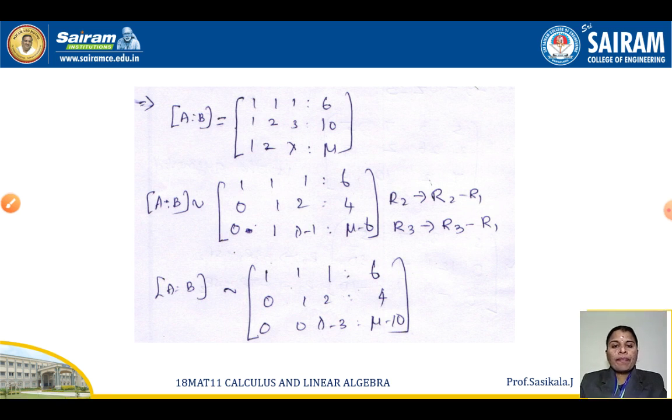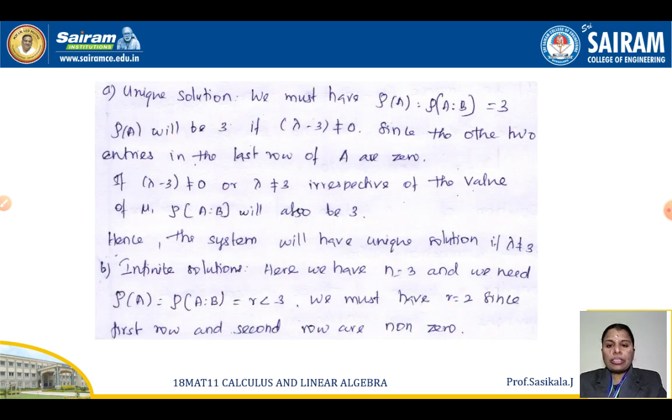So this is the maximum level we have done it. Now we are going to analyze the solutions. You can see that we have almost reached the echelon form, and to find it we have to test the consistency. Before that, the question is asked for three types of solution.